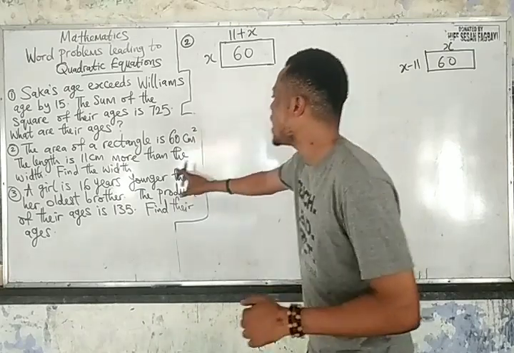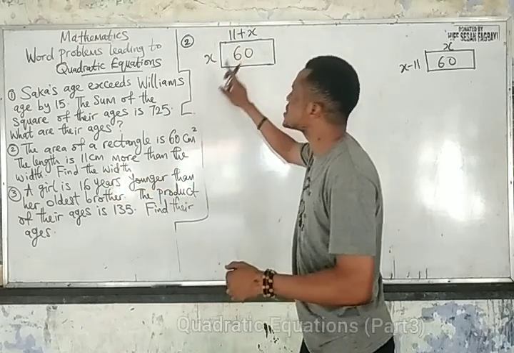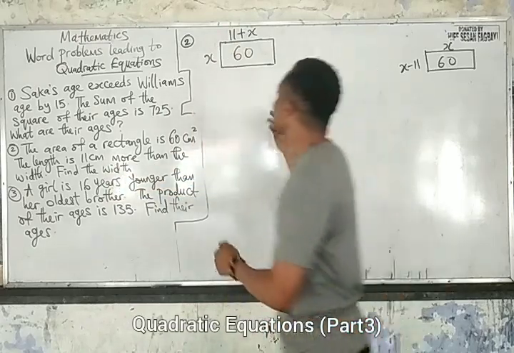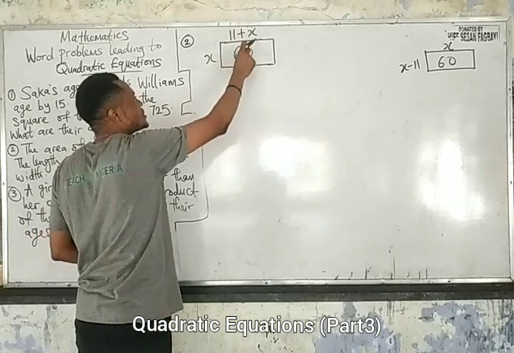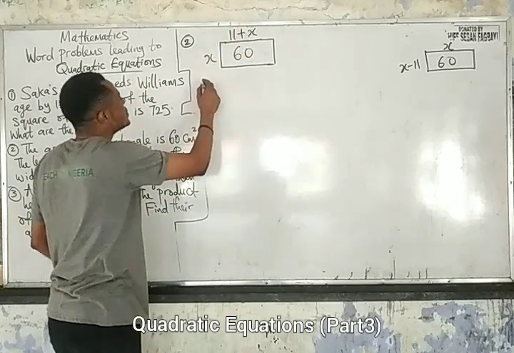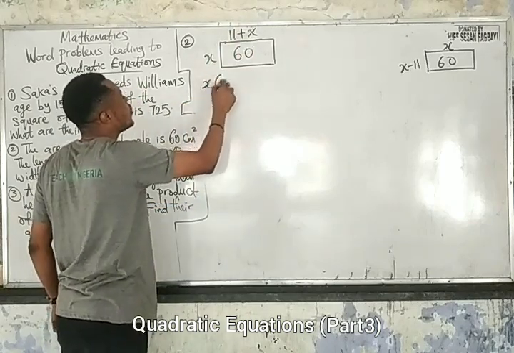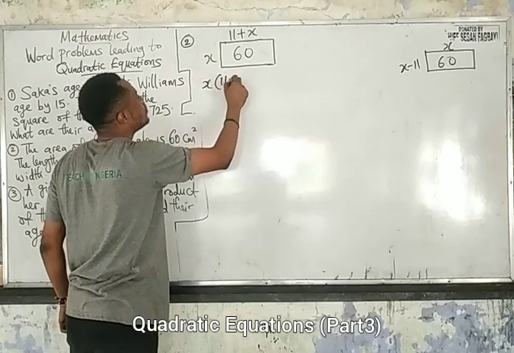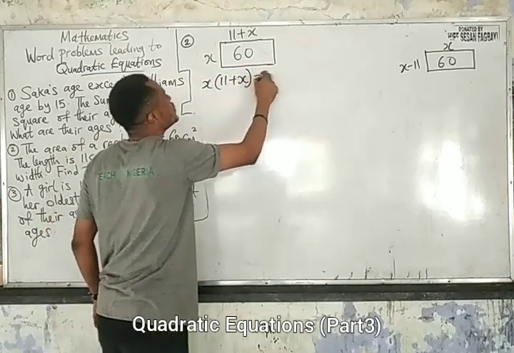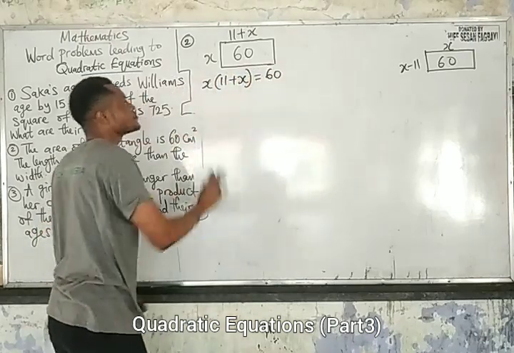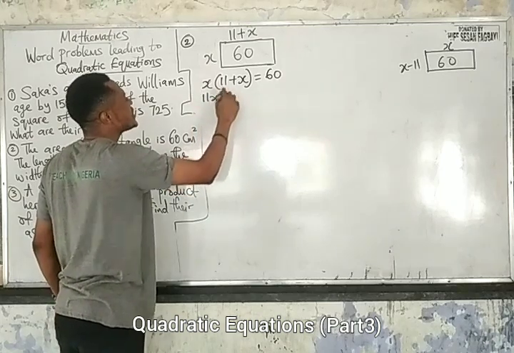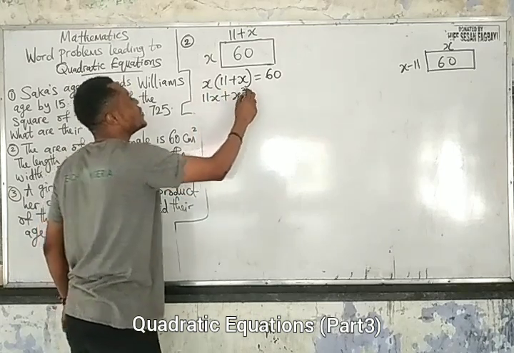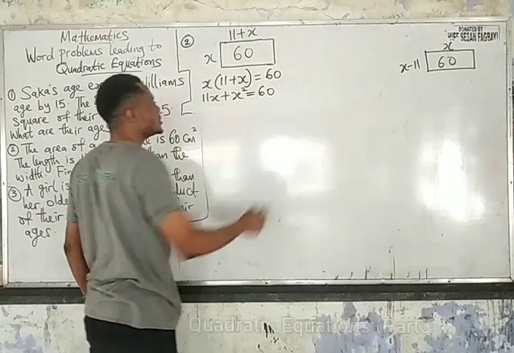We are now to find just the width, this x. Of course, area of every rectangle is length times breadth. That means x multiplied by this will give us this 60. So we have x, open bracket, 11 plus x, which will give us 60. We open this, 11x plus x times x, x squared, will give us 60.